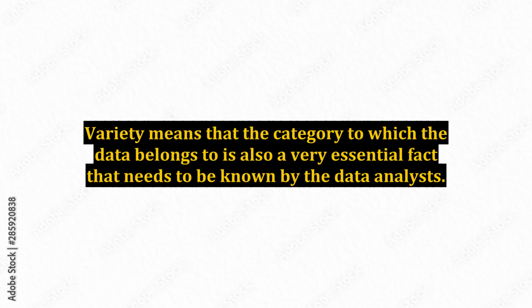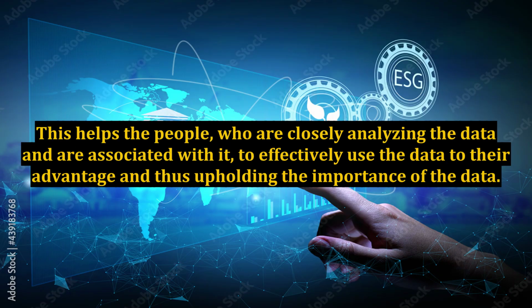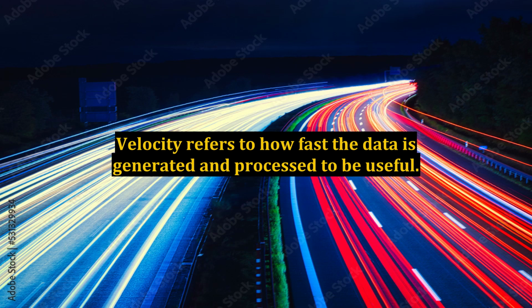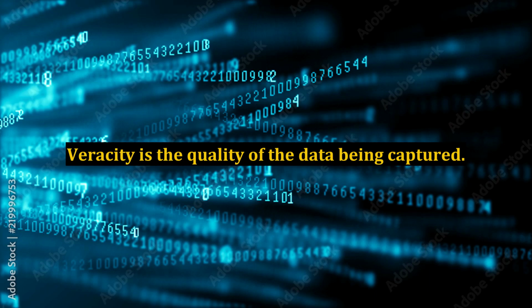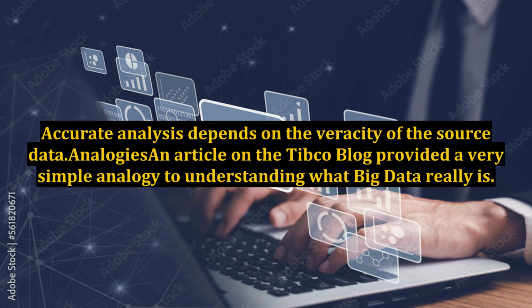Variety means that the category to which the data belongs is also a very essential fact that needs to be known by the data analysts. This helps the people who are closely analyzing the data and are associated with it to effectively use the data to their advantage, and thus upholding the importance of the data. Velocity refers to how fast the data is generated and processed to be useful. Variability of the data can also be a problem for the analysts. Veracity is the quality of the data being captured. Accurate analysis depends on the veracity of the source data.